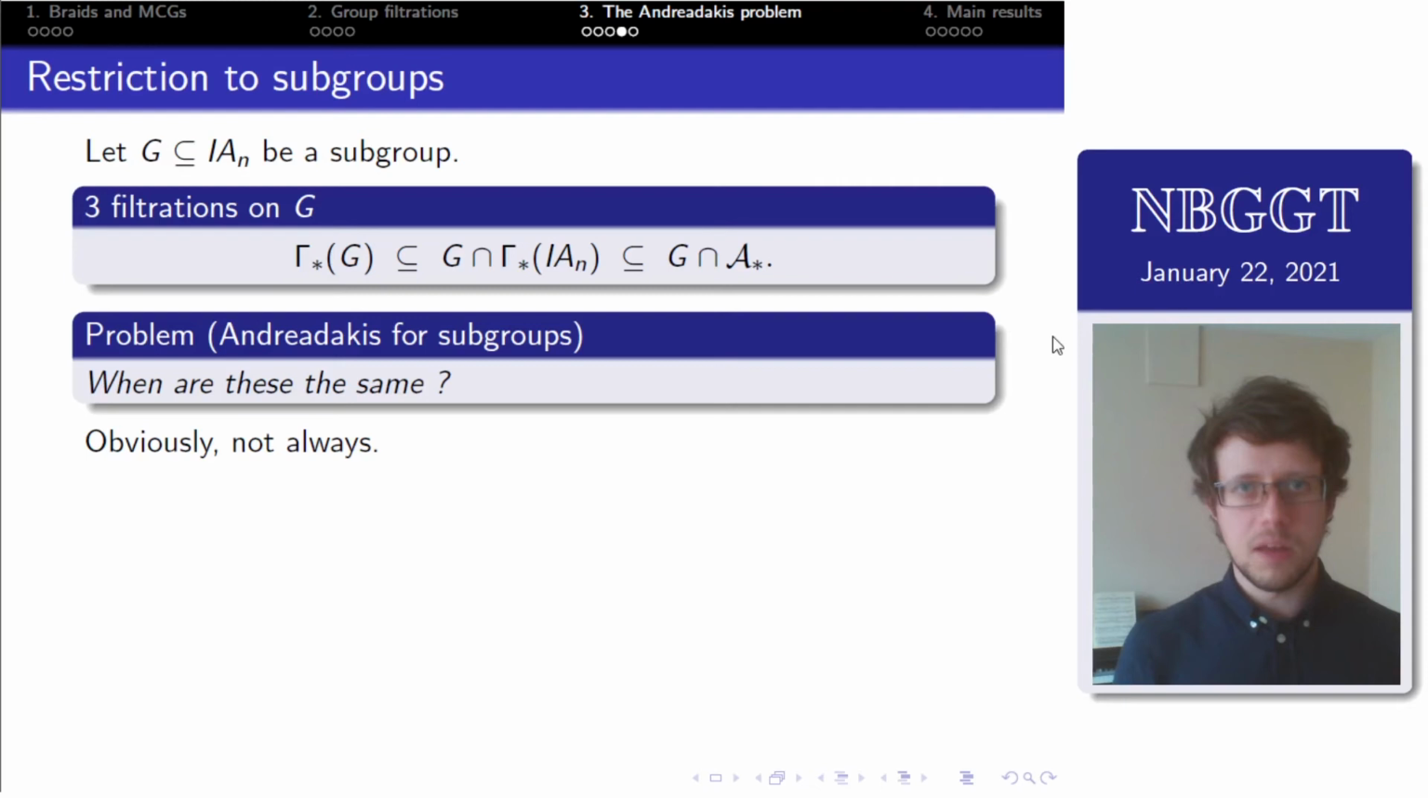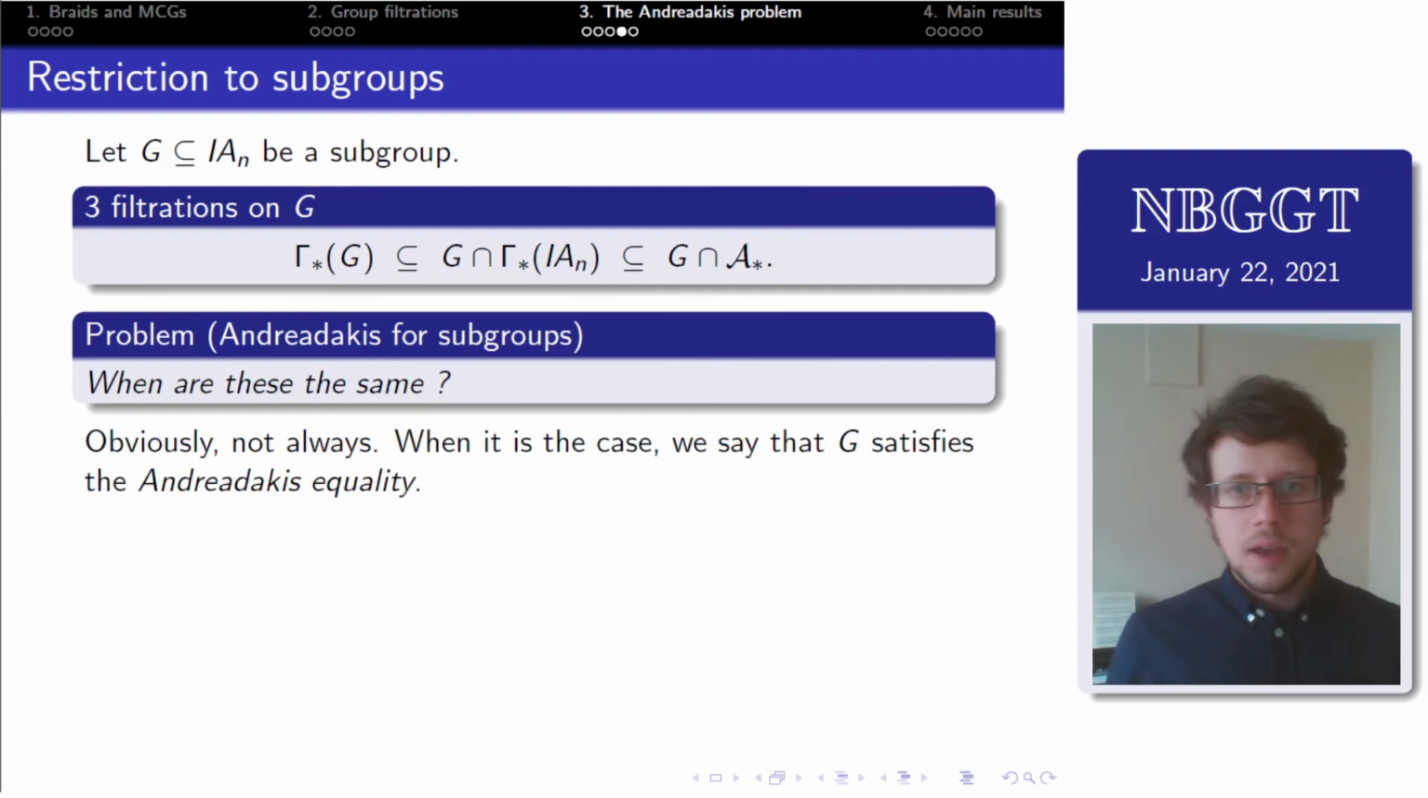And even if you think a little bit harder, but not that much harder, then you will get a huge variety of counterexamples. So the thing is that you can hope for these filtrations to be equal only if your subgroup is kind of well embedded inside IAn. And when these filtrations are equal, we say that G satisfies the Andreadakis equality.